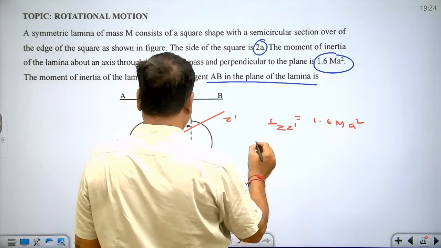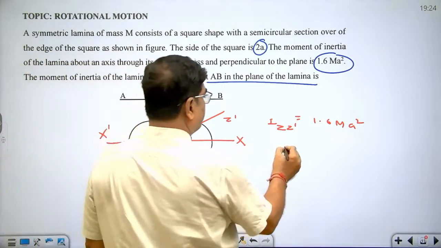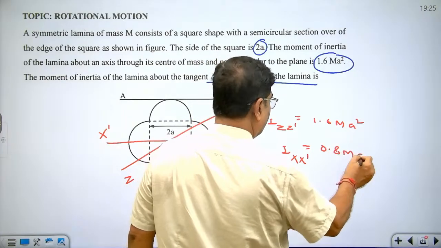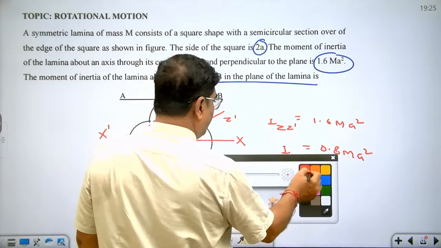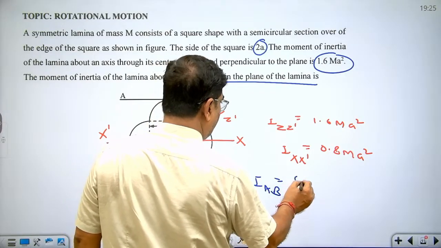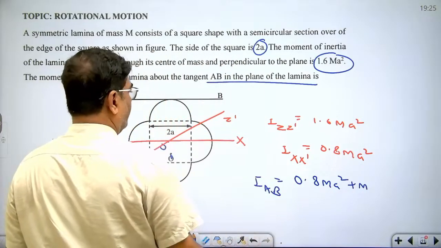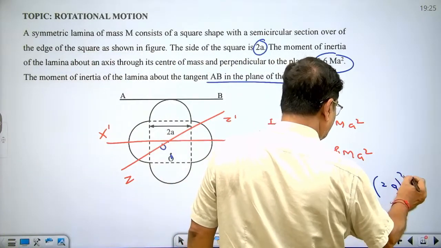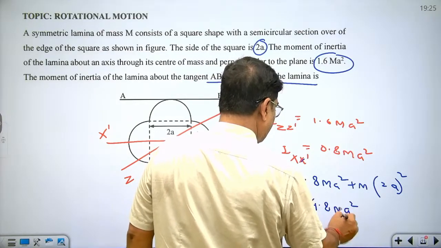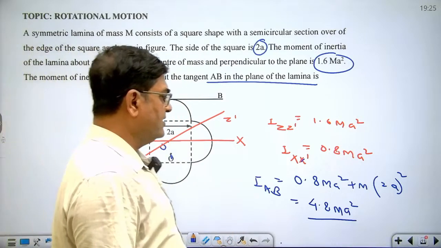So dear student, the moment of inertia about this axis, which is parallel to AB, from the parallel axis theorem will be equal to 0.8 ma square. Now we are applying the parallel axis theorem. Moment of inertia about AB equals moment of inertia about center of mass plus mass into the distance between parallel axes squared, 2a square. So this will become 4.8 ma square. Dear student, this is the answer to the given question.